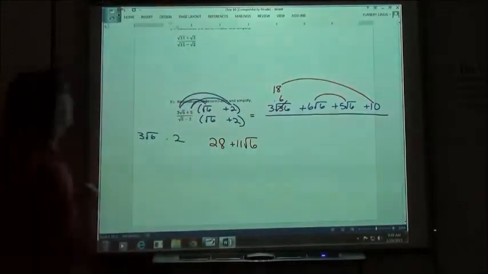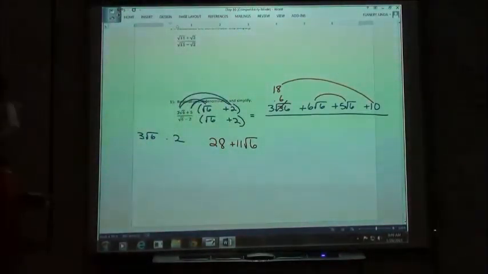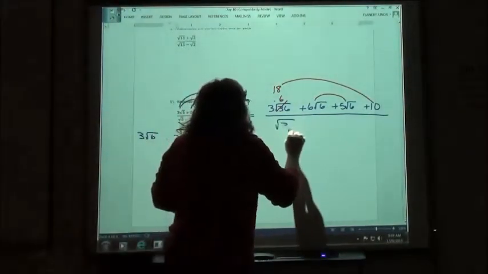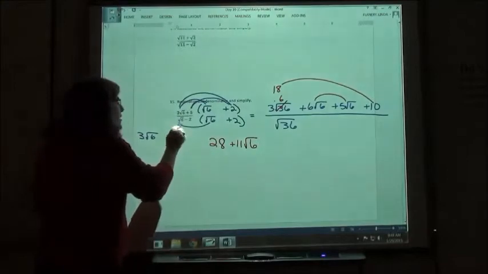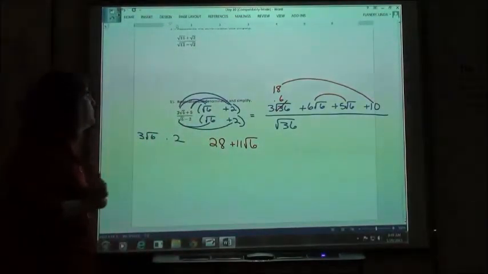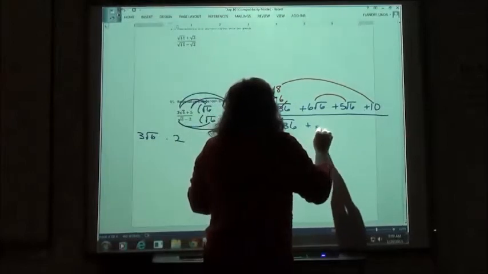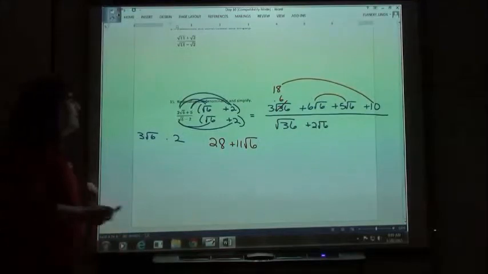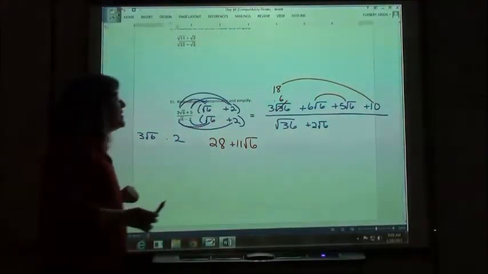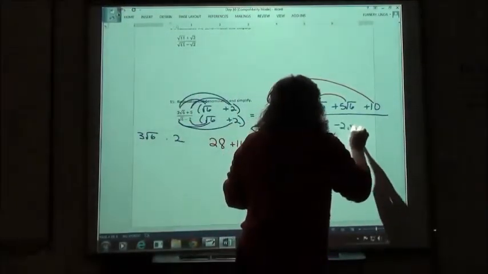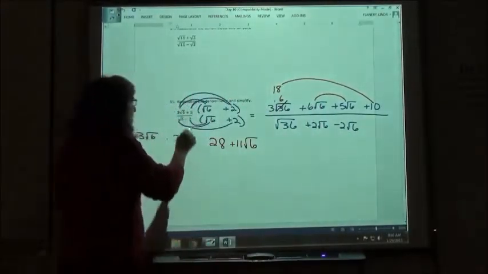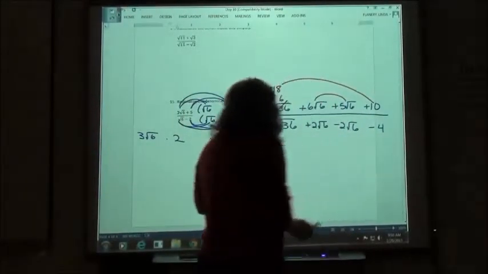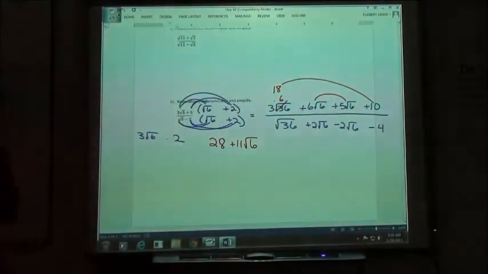Now we can FOIL the bottom. So, FOILing the bottom. Square root of 6 times square root of 6, square root of 36. The outside, square root of 6 times a plain old 2. 2 square root of 6 is what you get. On the inside, negative 2 times the square root of 6, negative 2 square root of 6. And then the end pair, negative 2 times a positive 2. Negative times a positive is a negative 4.